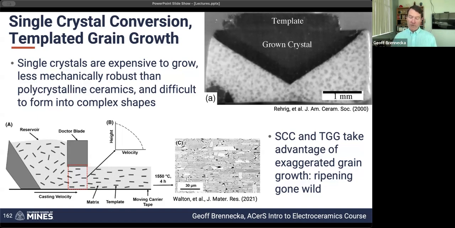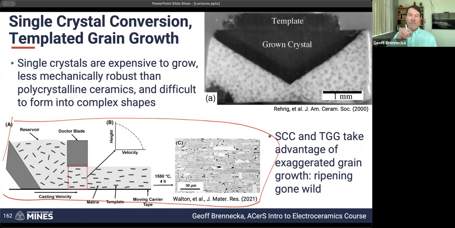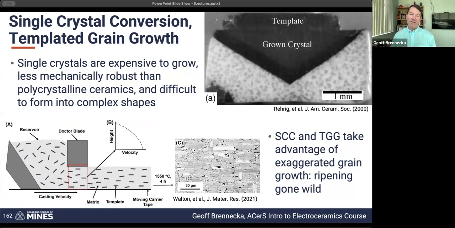So another approach, instead of just throwing a single crystal on top of a polycrystalline bed, is to do what is known as templated grain growth. So you start with platelets. Each platelet is a single crystal. And then you use something like tape casting that has a high shear to align those platelets. And that gets all the crystallographic directions, at least for the thin direction, pointed in the same area. And then you just go through the same ripening process for each one of those platelets. So each one of those platelets grows into the matrix around it, and you end up with a polycrystalline ceramic that has a net crystallographic texture that mimics that of the single crystal.